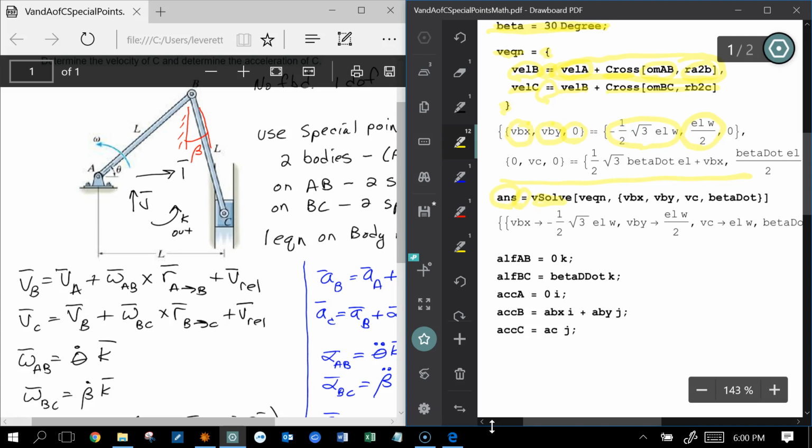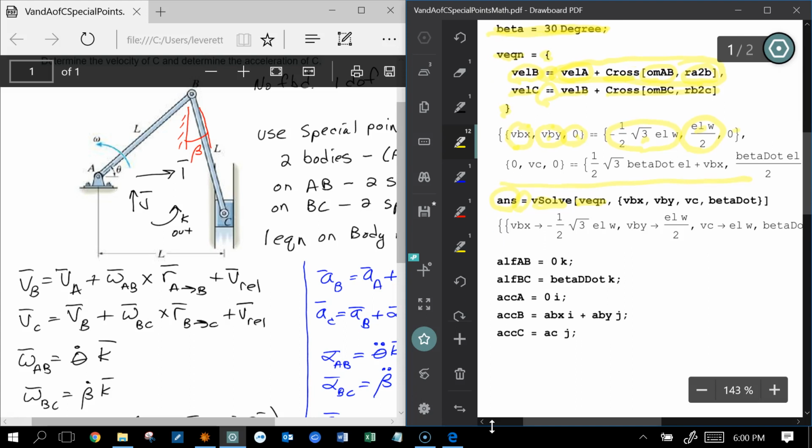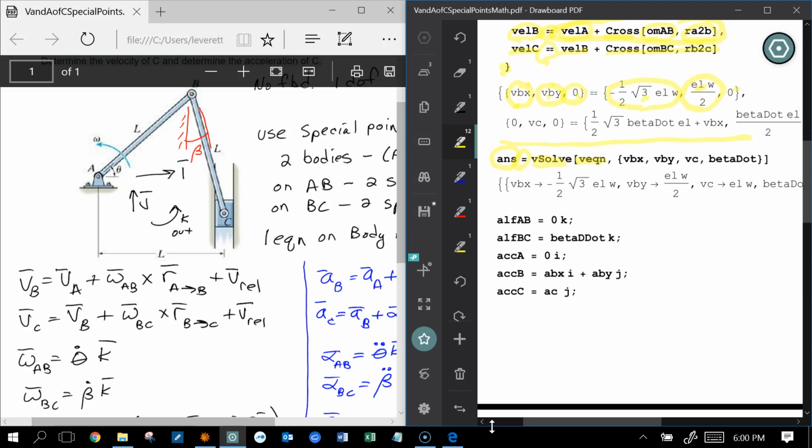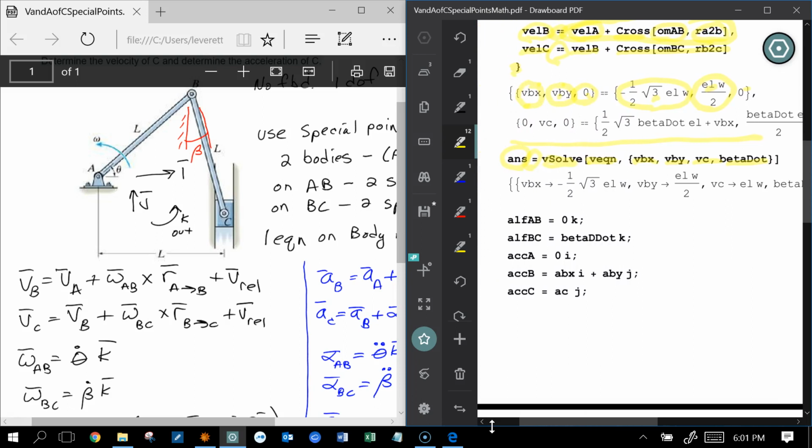Just like the regular Solve function, you tell it what to solve. I want to solve the v equations. And then you have to tell it what to solve for. Well, you have 4 equations. You have the i's equal to the i's of the first one, the j's equal to the j's of the second, and then the k is 0 equals 0, so you have one there, but it doesn't help. So you have two equations for the first equation, and 2 for the second, so that's a total of 4. You have to tell it 4 things you want to solve for. So you want to solve this for VBX, VBY, VC, and beta dot. You hit execute, and kabang, you end up with the solution that's shown here.